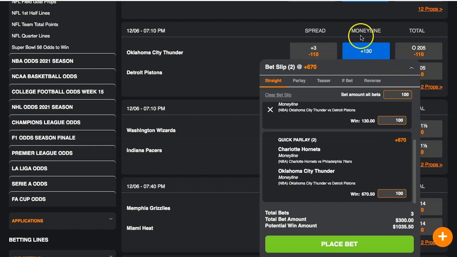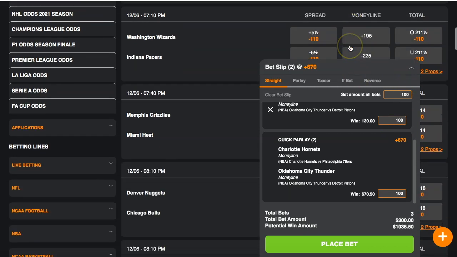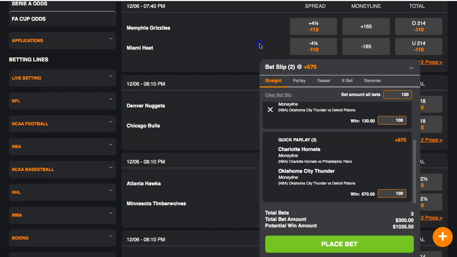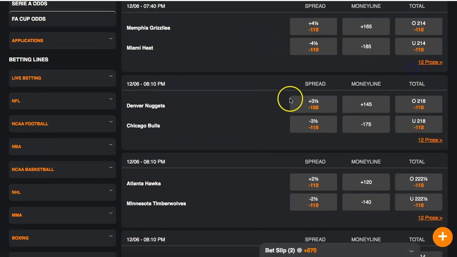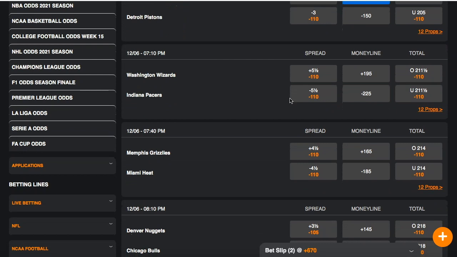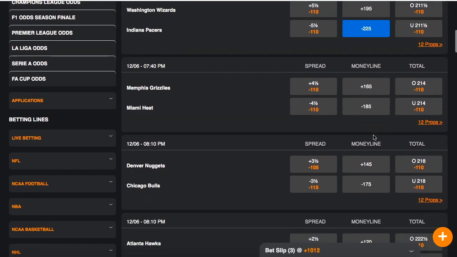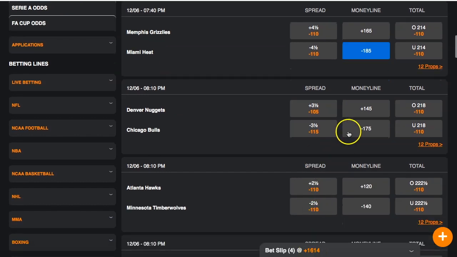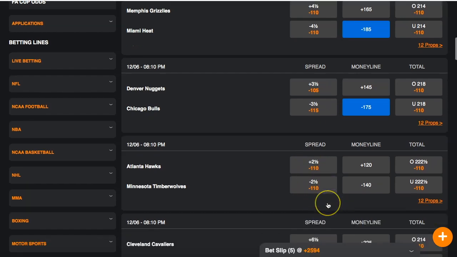But let's go down the line, okay? I'm going to show you guys how to increase this number over here. So let's take some underdogs and let's take some favorites as well. So we're going to bet on all these games, okay? So we'll take the Pacers over here. They're a favorite. We'll take the Heat. They're a favorite. So now I'm at a plus 1614. You guys see that? That means 16 times my money. I'll take the Bulls as an underdog. Plus 2594. Keep an eye on that number down there.